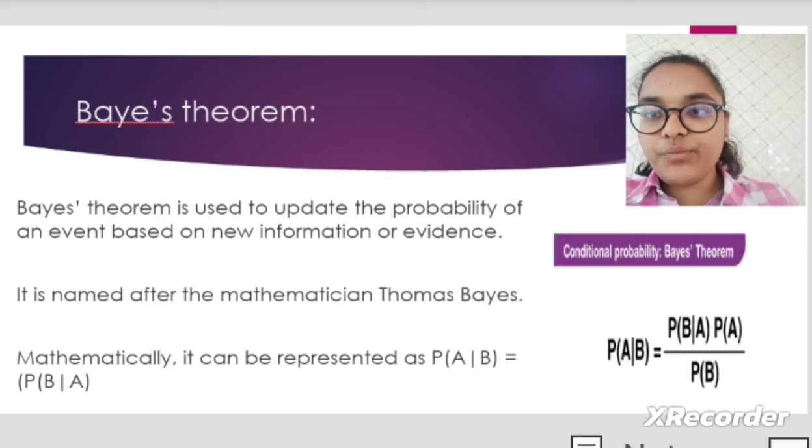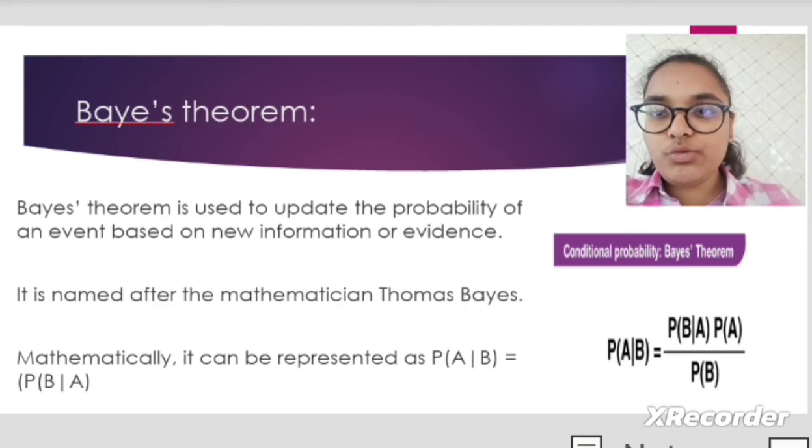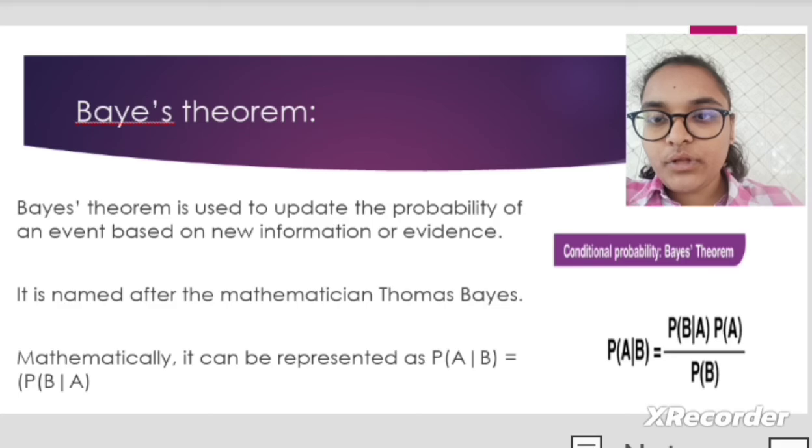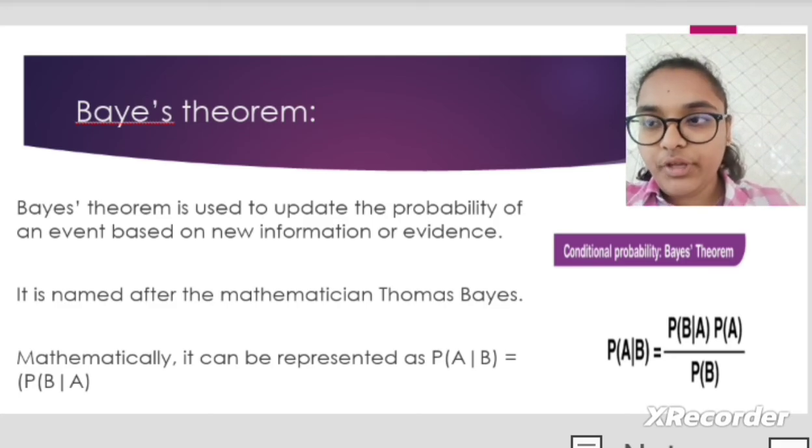Bayes theorem. Bayes theorem is used to update the probability of an event based on new information or evidence. It is named after the mathematician Thomas Bayes. Mathematically, it can be represented as P of A given B is equal to P of B given A times P of A divided by P of B.